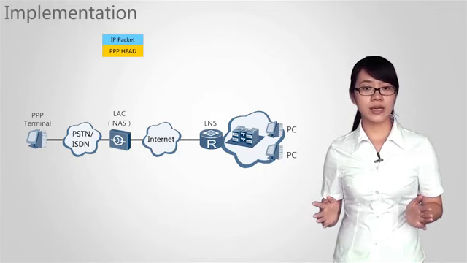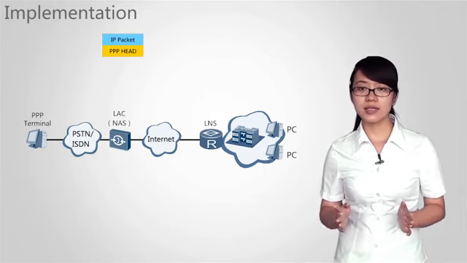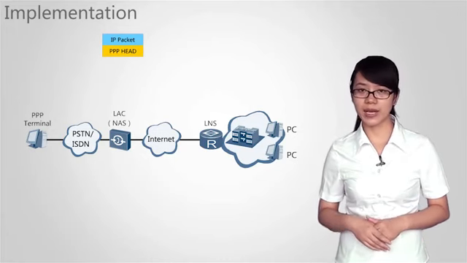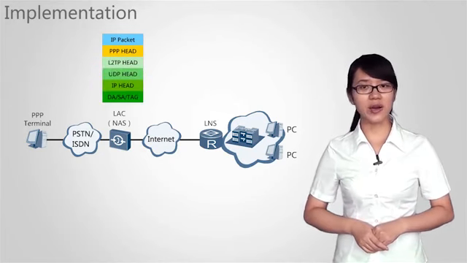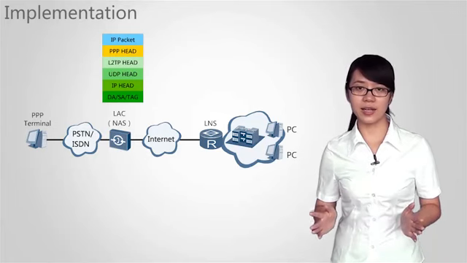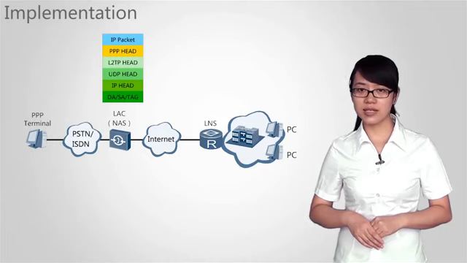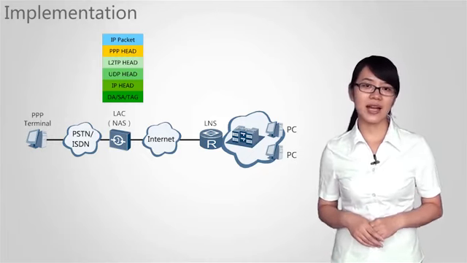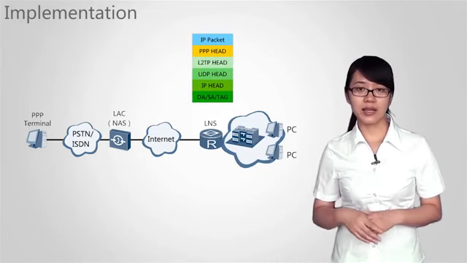If L2TP is configured on the LAC, the LAC authenticates the L2TP user based on user information in the PPP packet. If the PPP packet is authenticated, the LAC will encapsulate the L2TP header and UDP header and add a new IP header based on public IP addresses of the LAC and LNS. In this way, the packet can reach the LNS over the public network.